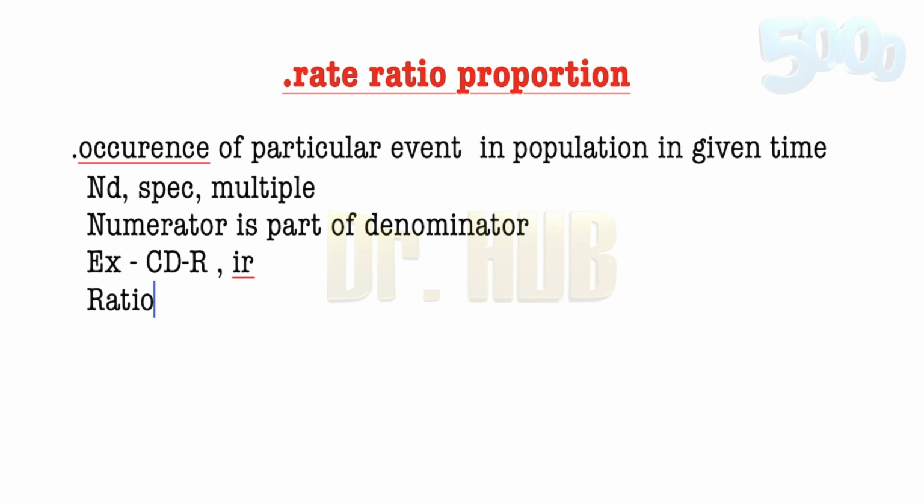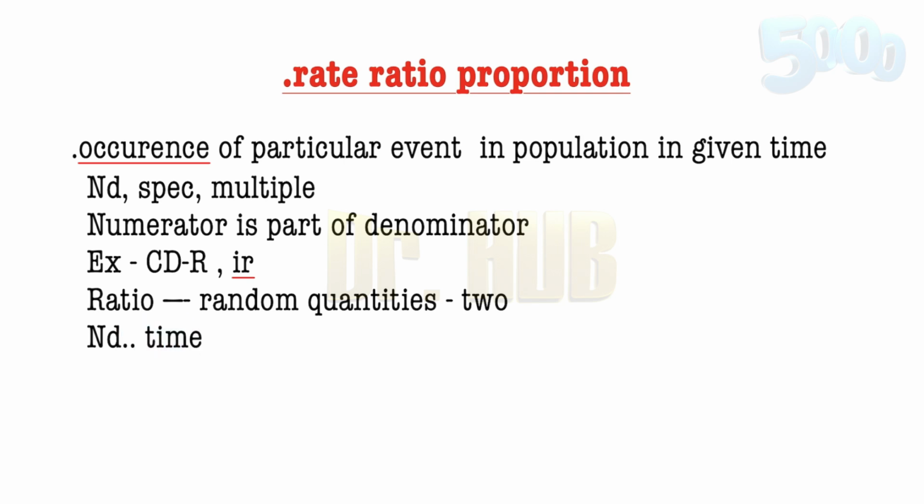Next, we look at ratio. A ratio expresses a relation between the size of two random quantities. So it deals with two quantities. It consists only of the numerator and the denominator, with no time specification. Whereas the rate deals with the numerator, denominator, time specification as well as a multiplier. Examples of ratio are the sex ratio or the doctor-population ratio.